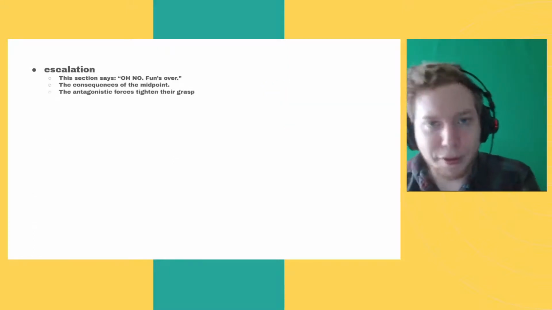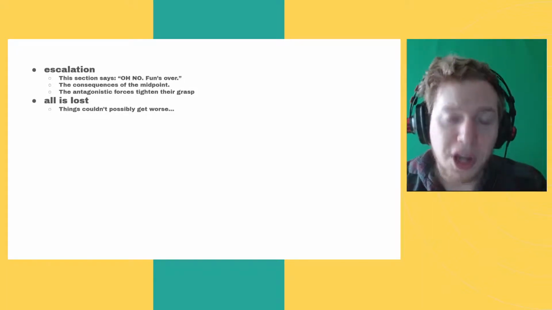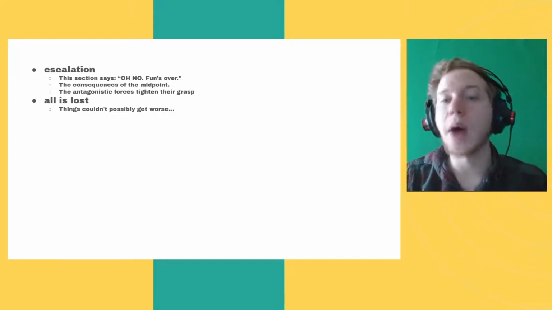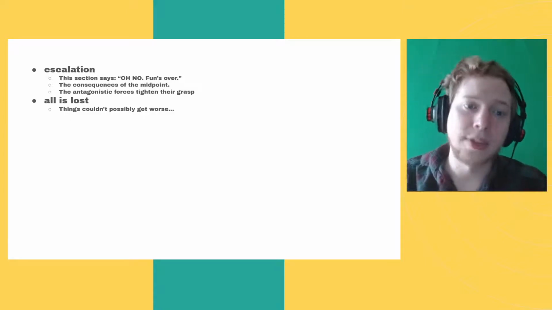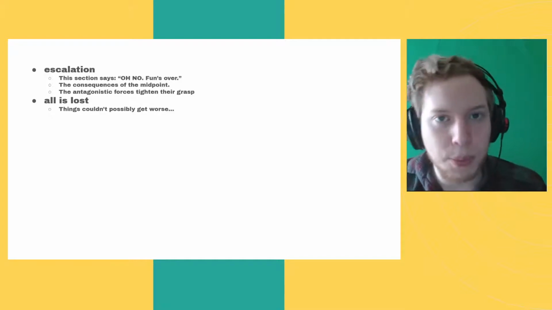So once we come back from that, then we are right into escalation, which says, oh no, the fun is over. We start to realize the consequences of the midpoint. So if we got the wrong bad guy first, now the characters are in legal trouble for arresting the wrong dude, and the killer's still out there. So the antagonist also strikes again or moves in and regroups and tightens their grasp in whatever way.